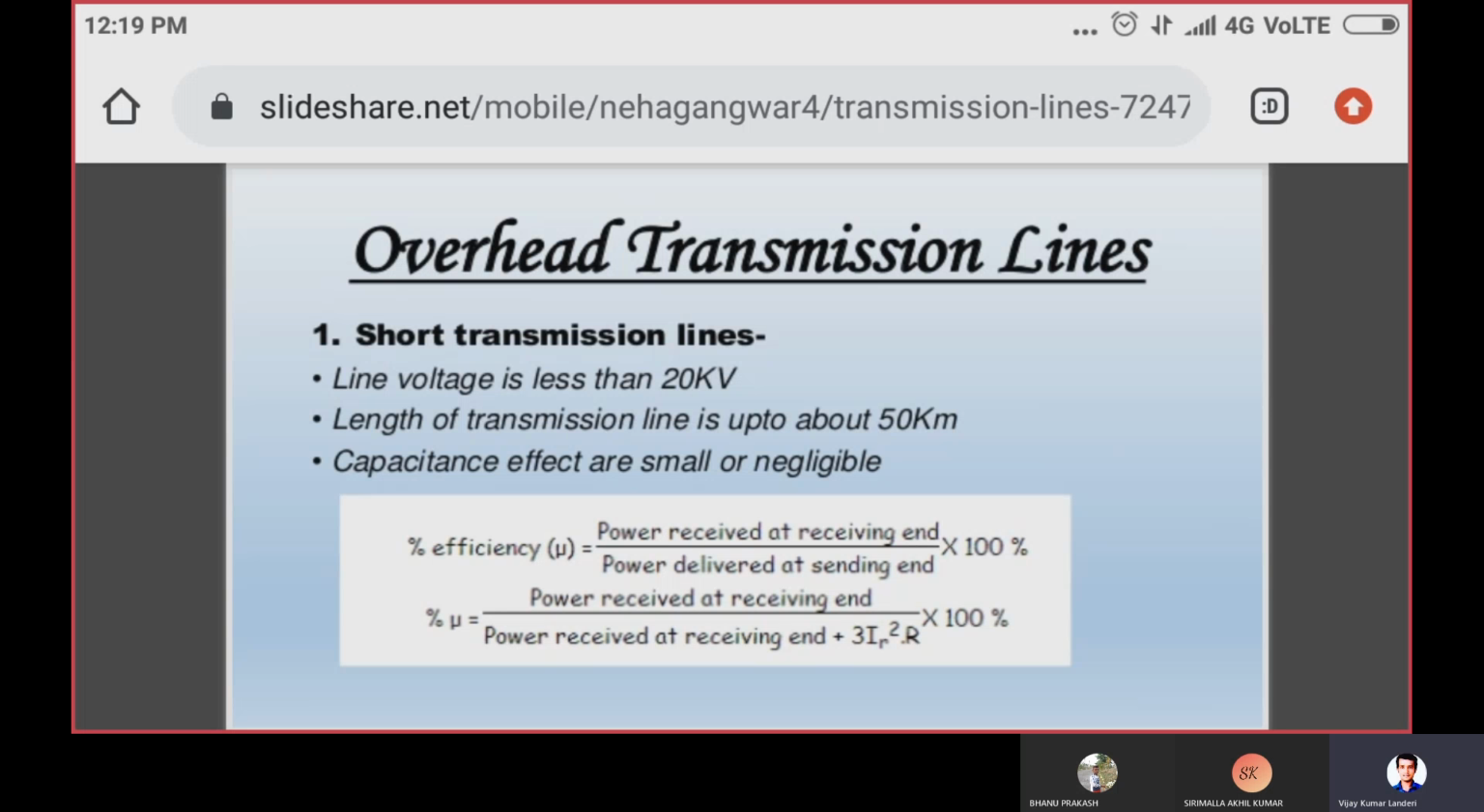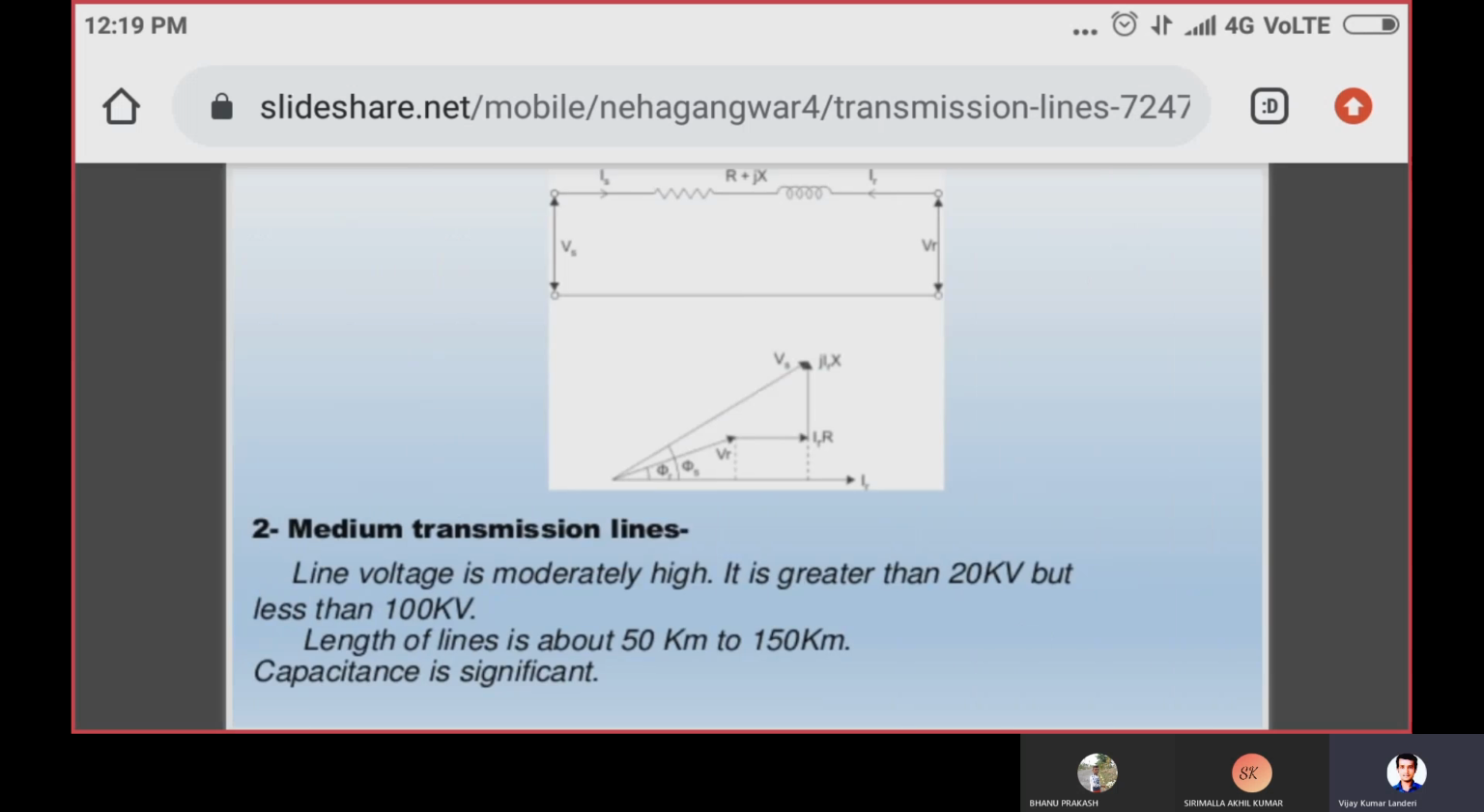To calculate the percentage efficiency, it is the ratio of the power received at the receiving station to the power delivered at the sending end. The other formula is: power received at the receiving end divided by power received at the receiving end plus 3I squared R, into 100%. This is how we calculate the percentage efficiency.